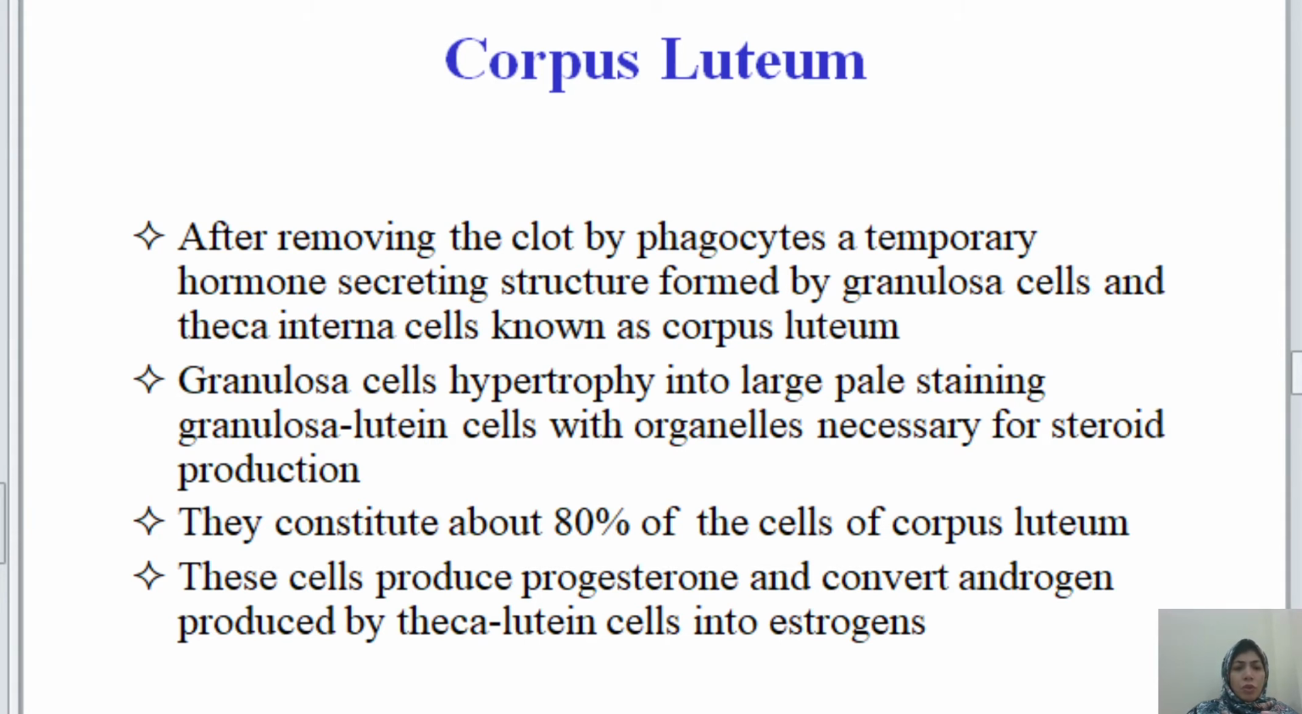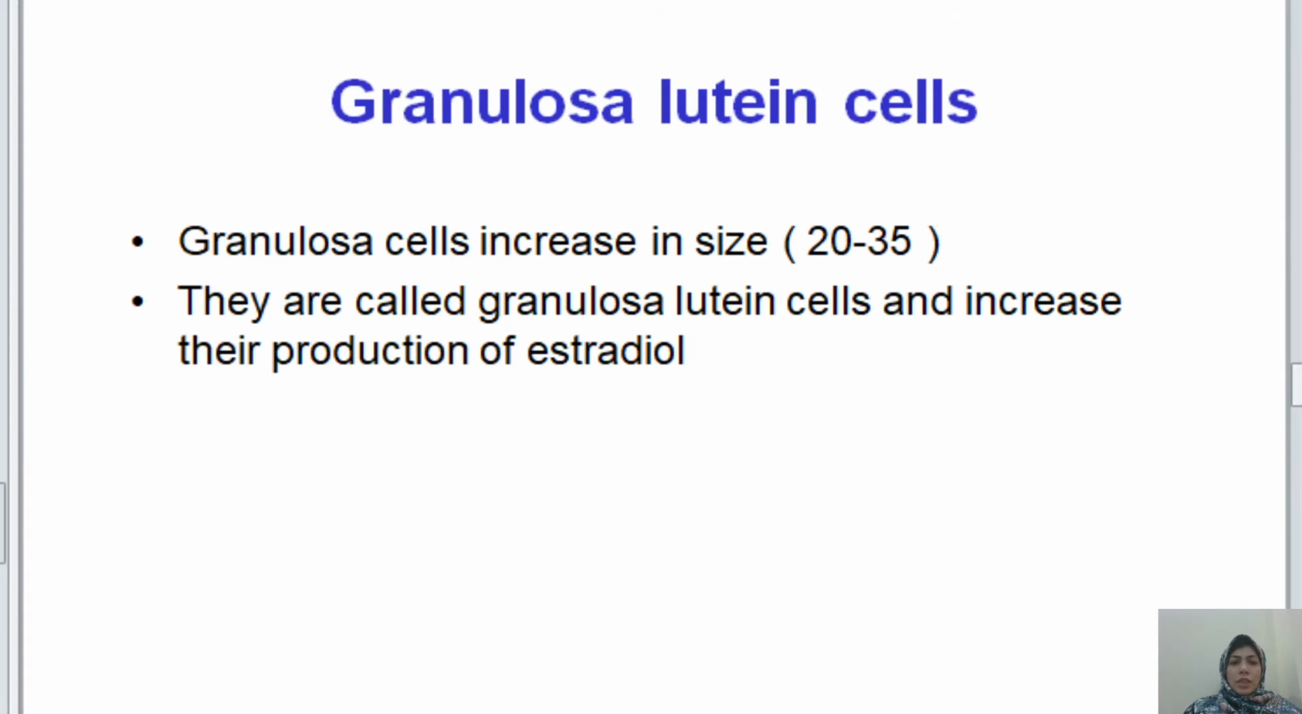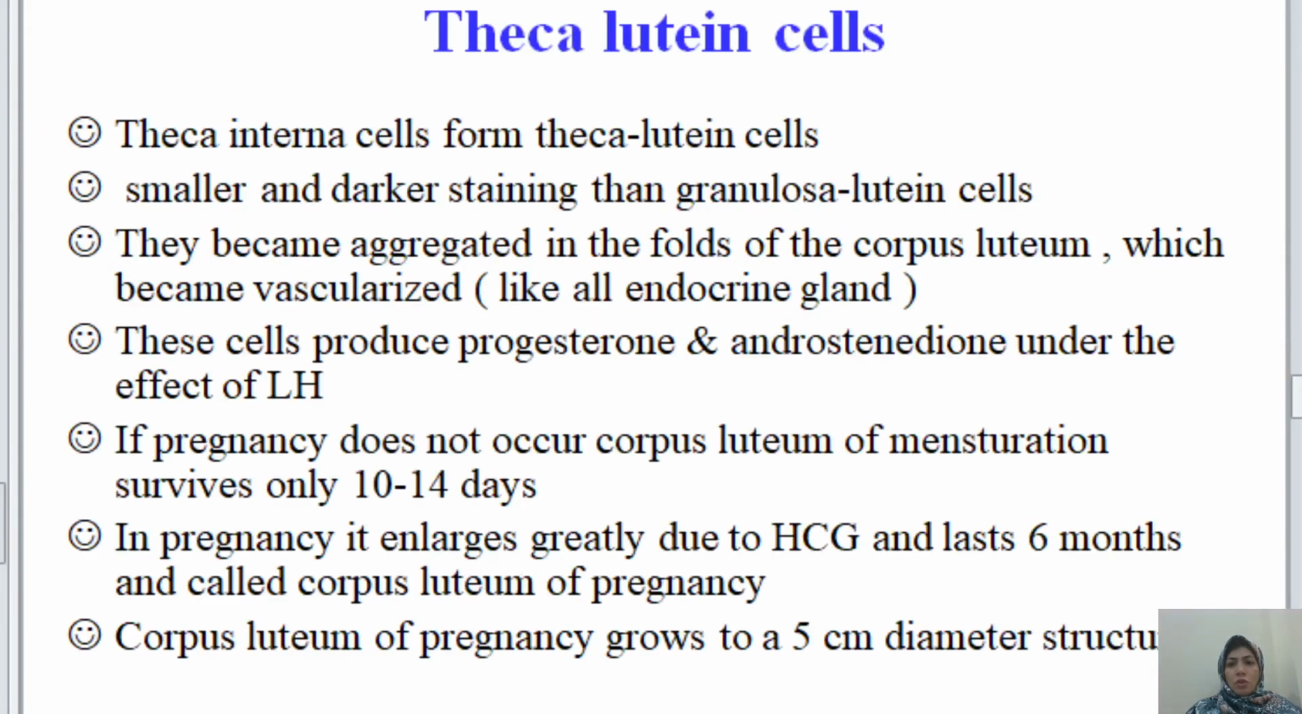Granulosa cells hypertrophy into large pale granulosa lutein cells with organelles necessary for steroid production, and they constitute about 80% of the cells of the corpus luteum. These cells produce hormones including progesterone and androgen, and also convert androgen produced by theca lutein cells into estrogens. Granulosa lutein cells increase in size to about 20 to 35 micrometers in diameter and increase the production of estradiol.